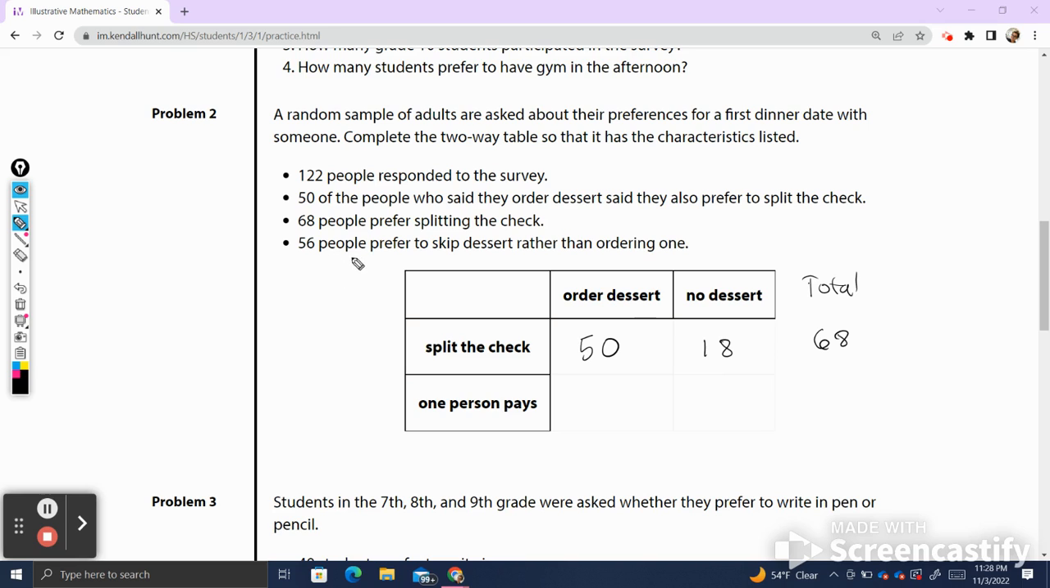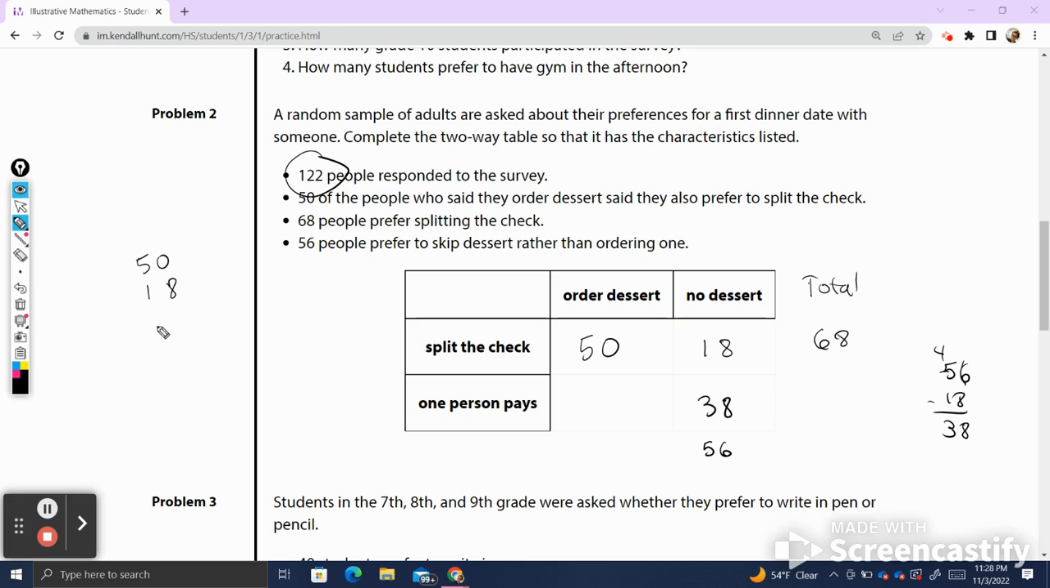Now we have 56 people who prefer to skip dessert rather than ordering one. Well, we know 18 of them split the check. So let's go ahead and do a little bit of subtraction to identify how many people don't prefer to split the check, which gets us 38. Finally, we know that there are 122 people in the survey. Well, 50 of them split the check and order dessert.